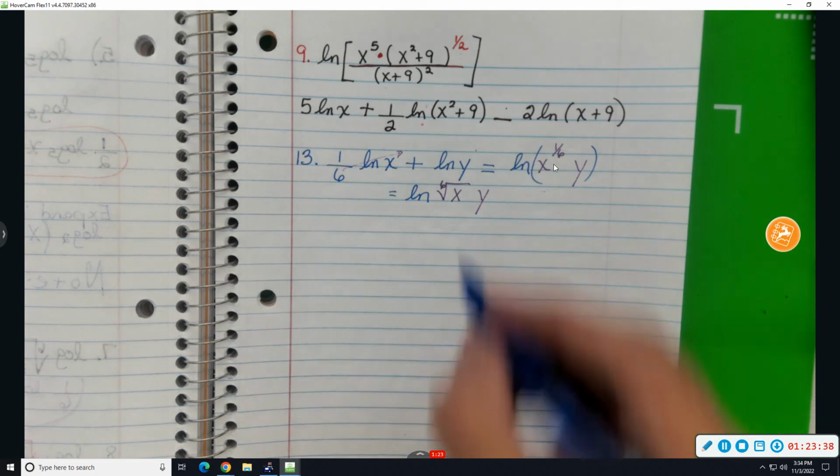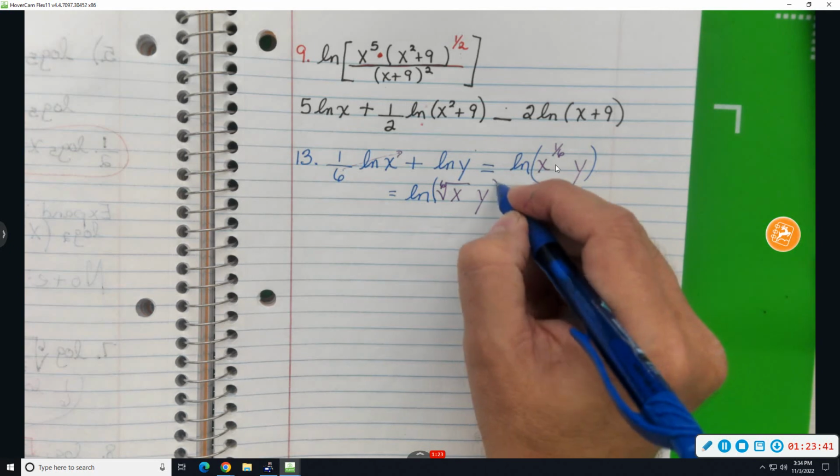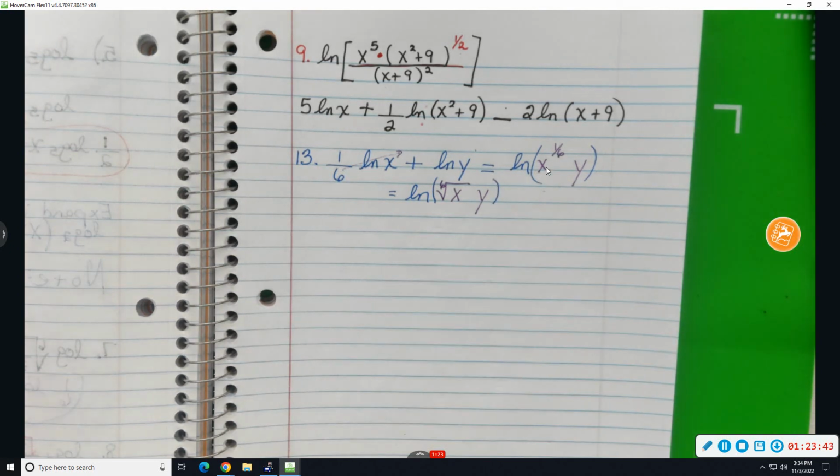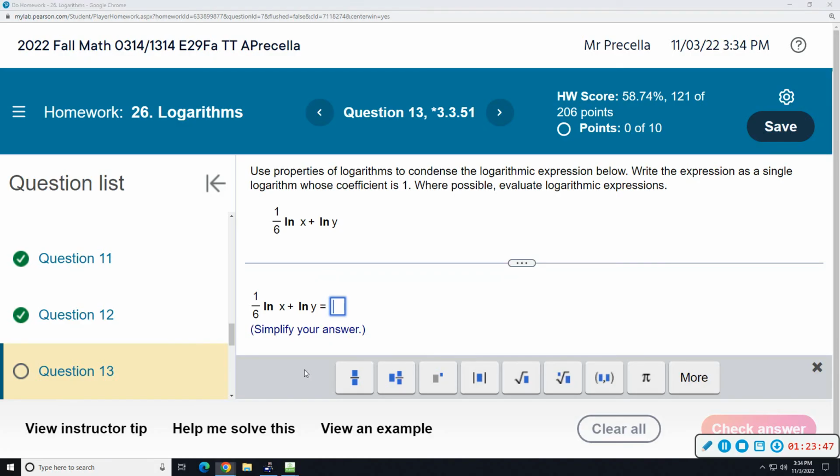What do y'all want? You want me to type it in and see if they take it? I'm pretty sure they take it right there at x to the 1/6. Let's do that. I'm going to do it like that because if they're taking a test, I think that's the best. ln x to the 1/6. And y. That looks funny with the parentheses around. Oh, you like the parentheses? Okay.